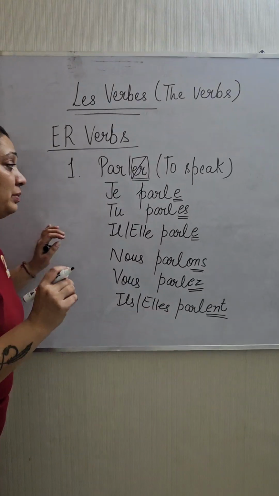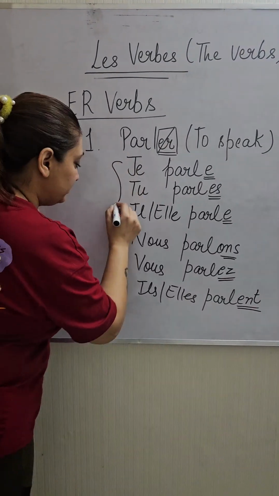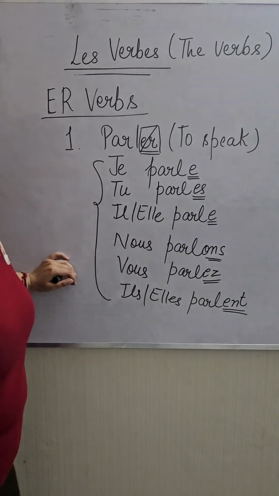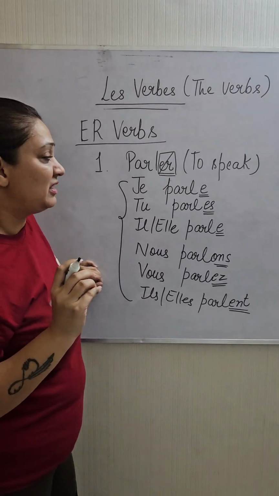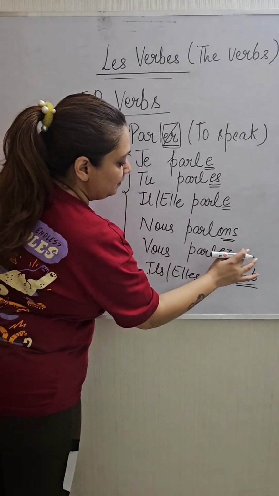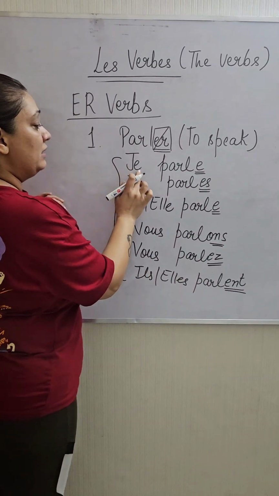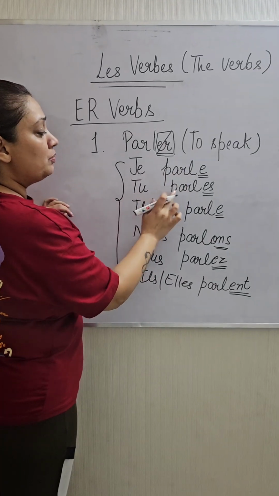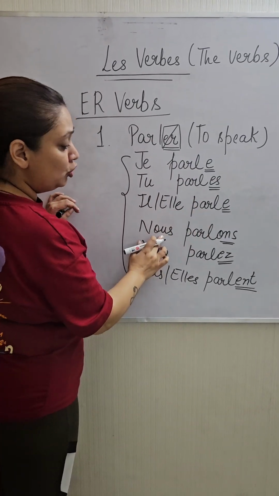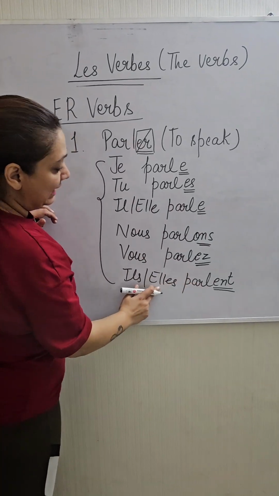Now, please be very careful while writing any ER verb. We are going to write these subjects in this form only. We are not going to change the chronology of the subjects, because if we change the subject, this will also change. So I'll repeat once more. Here we'll say je parle, tu parles, il parle, elle parle, nous parlons, vous parlez, ils parlent, elles parlent.